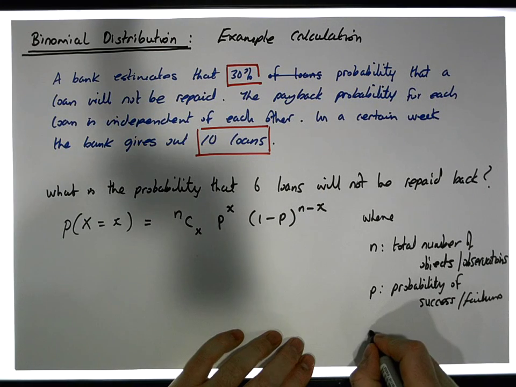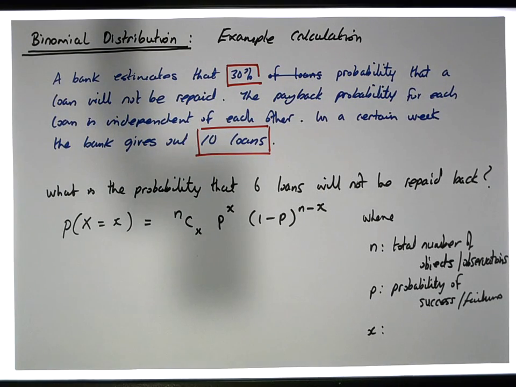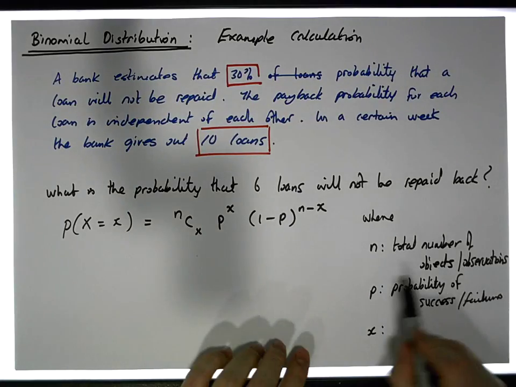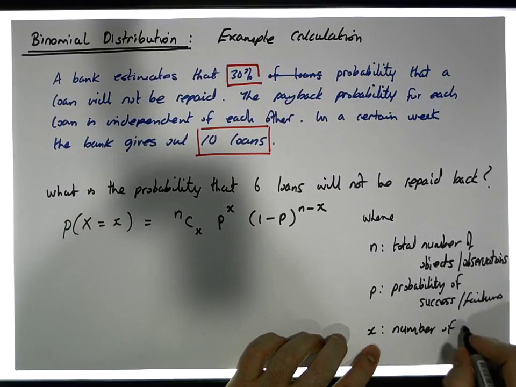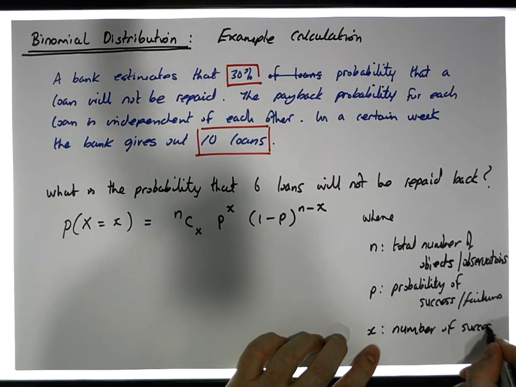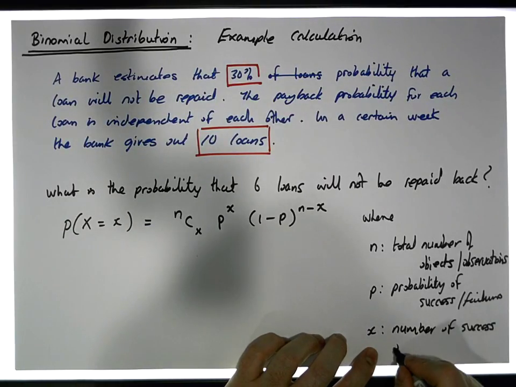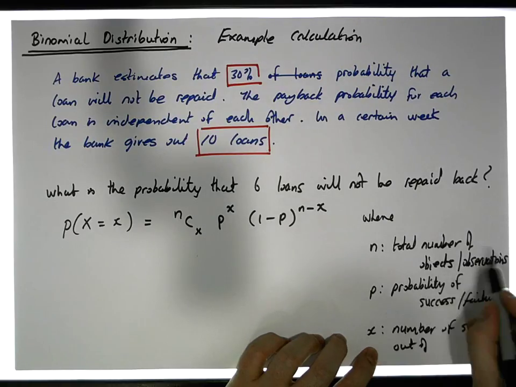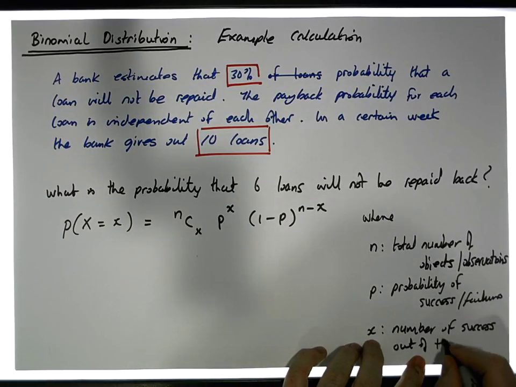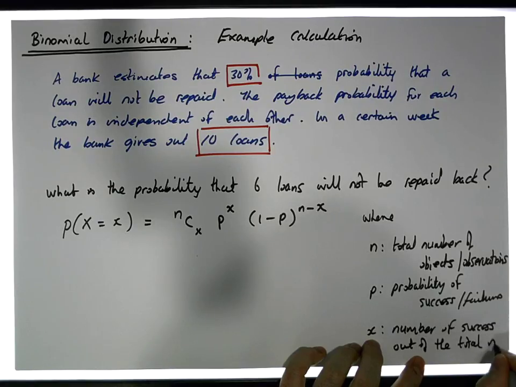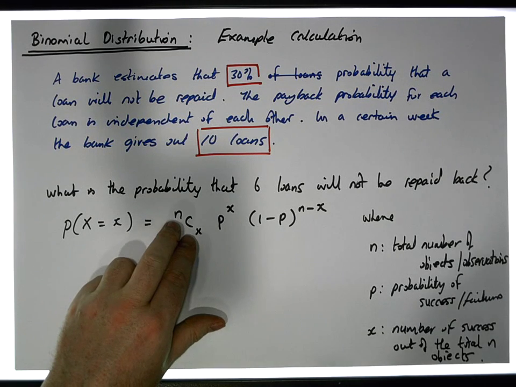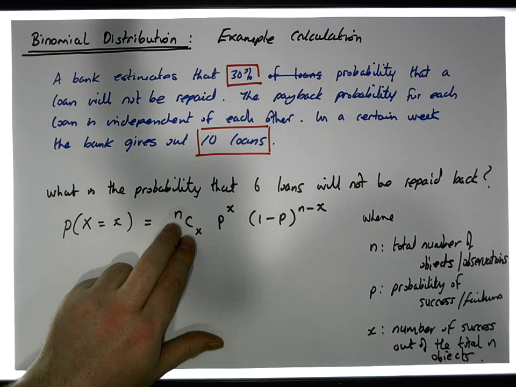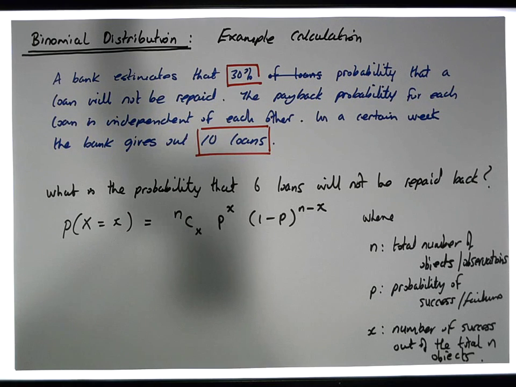And X represents, I suppose, how can we actually frame it? It's the number of successes or failures, depending on which way we classify this, out of the total N objects. So let's keep that in mind. That's what these symbols represent. And NCX, I suppose, is a combinations formula. But let's work out this particular example.